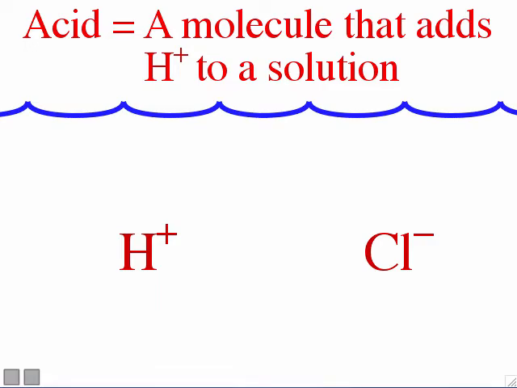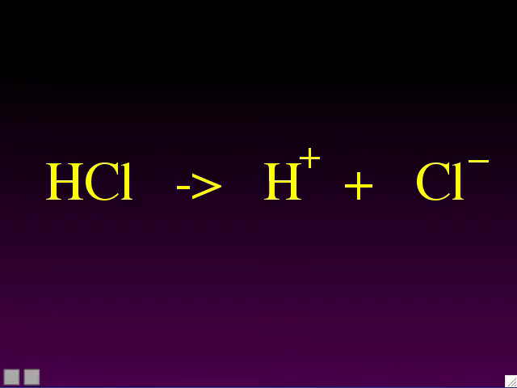Now, what we just saw there in the cartoon, the HCl molecule breaking apart to become a hydrogen ion and a chloride ion, we can write that out as a chemical reaction, right? Because a chemical reaction is a way of writing out when molecules get changed. So here's what we just saw written out as a chemical reaction. The HCl molecule turned into a hydrogen ion plus a chloride ion.